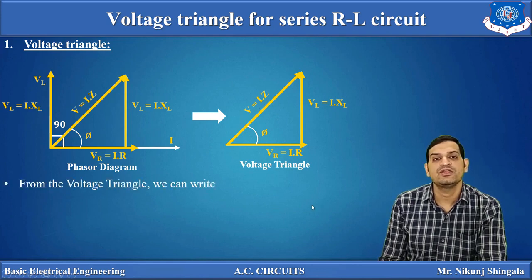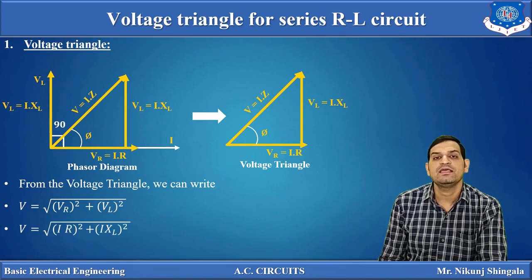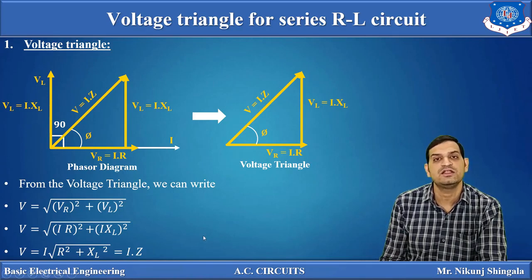So from this voltage triangle, we can write V is equal to square root of VR square plus VL square. Now VR is IR and VL is IXL. So putting the values, V is equal to square root of IR whole square plus IXL whole square. Taking I common, we get V is equal to I into square root of R square plus XL square, where square root of R square plus XL square is nothing but Z. So V is I into Z, that is the resultant voltage. So these are the equations which we get from the voltage triangle.